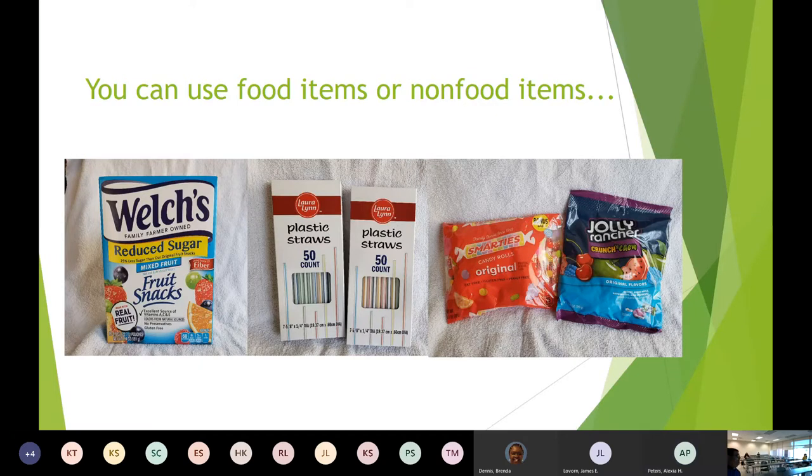Welch's, how many is in there? Does it say? I don't see. It's probably got it down at the bottom or something.